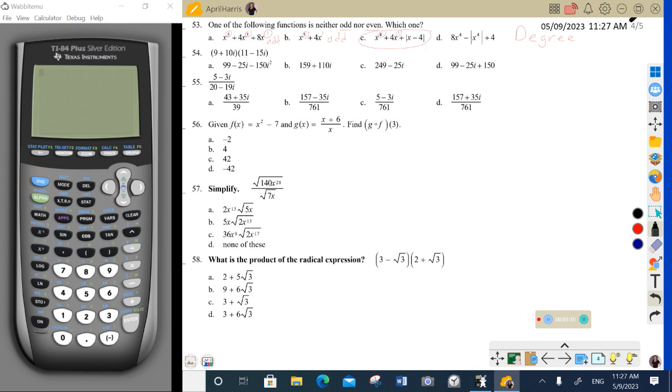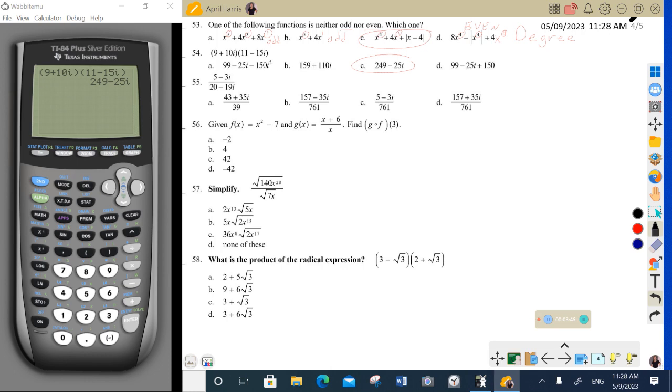And if we go ahead and look at D, we have to the fourth, and out here is really x to the 0 power because x to 0 is 1. So all of those are even, so this is the even function. So it wanted the neither, which is C. 54 is a calculator question. We're just going to use the calculator. 9 plus 10i. Remember the i is second decimal point. 11 minus 15i. Nobody should miss this question. And you get 249 minus 25i.